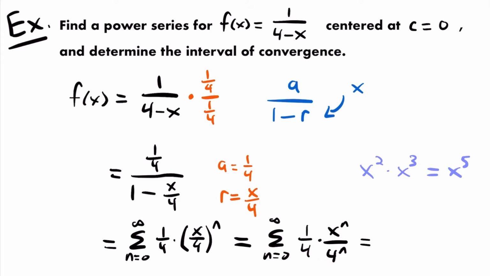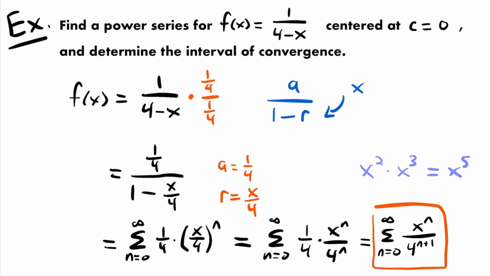Okay, and so this will be equal to the sum from n equals 0 to infinity of x to the power of n divided by 4 to the power of n plus 1. That is the power series that is centered at 0 that represents this function. Okay, and so one more thing that we need to determine is the interval of convergence.